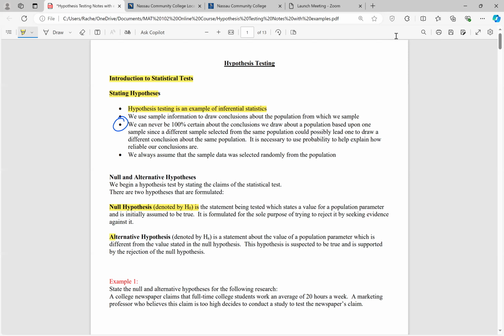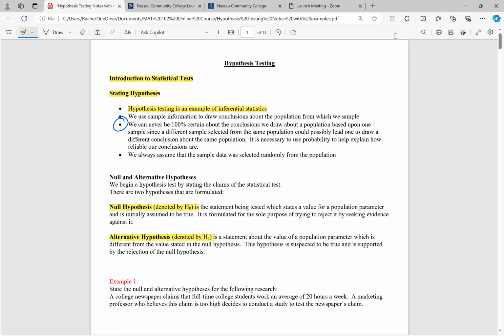Then we have this other hypothesis called the alternative hypothesis, and we denote that by H with a little sub A. That A stands for alternative. This is the statement about the value of a population parameter, which is different from the value that's stated in the null hypothesis. This is the hypothesis that's suspected to be true, and it's only going to be supported by rejection of the null hypothesis. And we have to get enough evidence to be able to reject the null hypothesis.